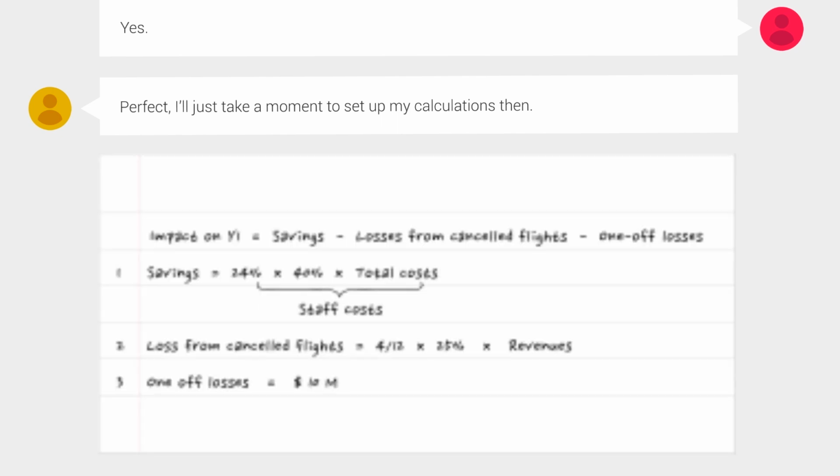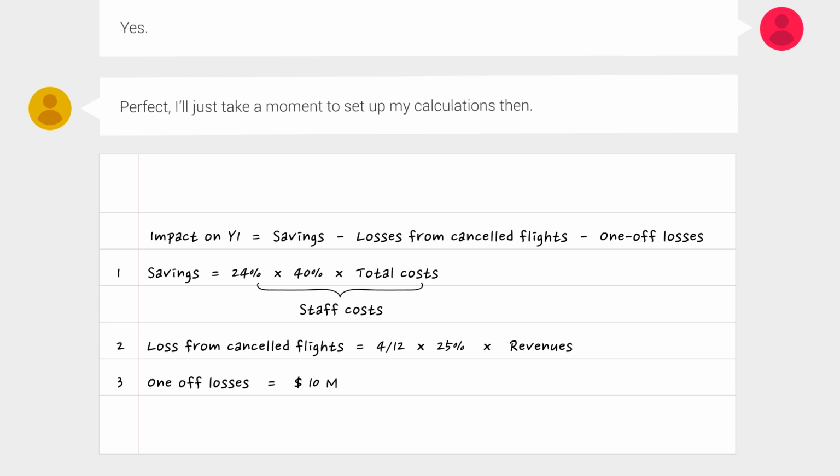Our candidate then makes the calculations we see here, determining the impact as three components. First, our savings, which will be 24% of staff costs, which themselves are 40% of our total cost. Second, losses from canceled flights, which will affect us in 4 out of 12 months and will jeopardize 25% of our revenues. Finally, the $10 million charge. Do you agree with this?